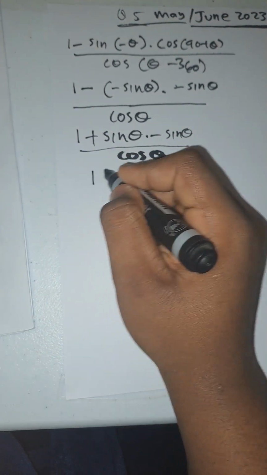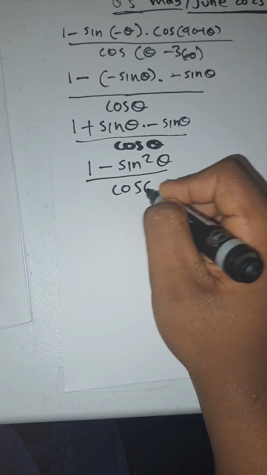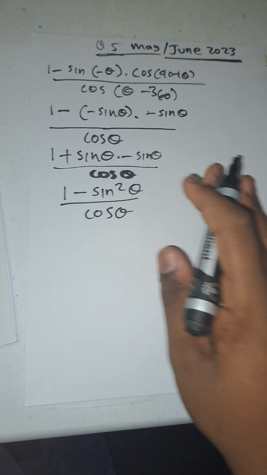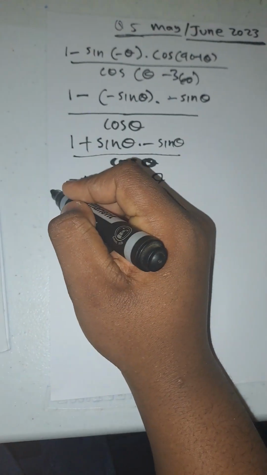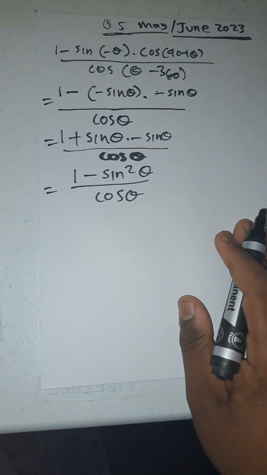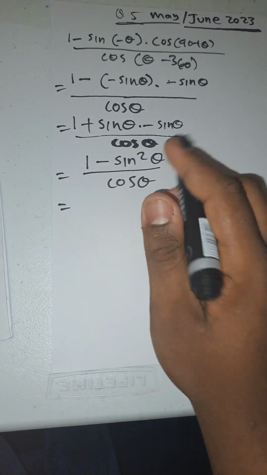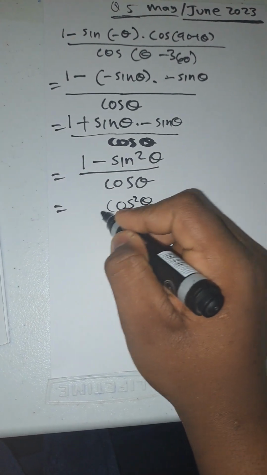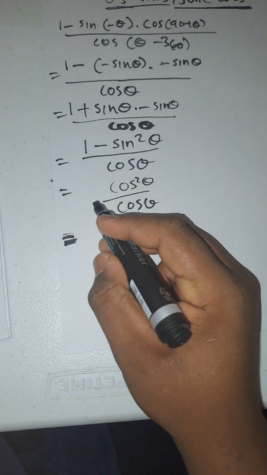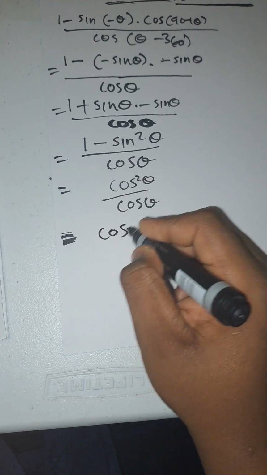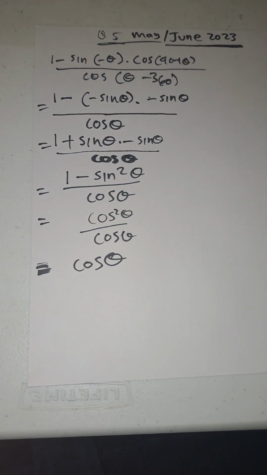So I will have 1 minus sine squared theta over cos theta. But remember from your proofs identities in grade 11, 1 minus sine squared theta is the same as cos squared theta. So my answer will be cos squared theta over cos theta. Now they are gonna divide and cancel, then my answer will be cos theta. You see, that's how we simply kill it, right? So now let's go to the second question.